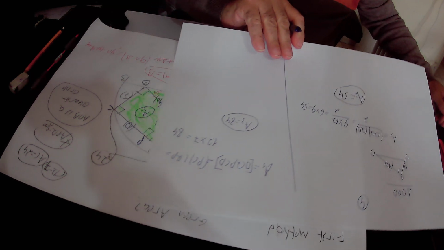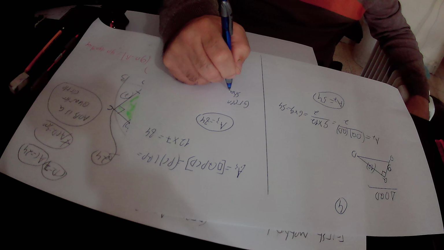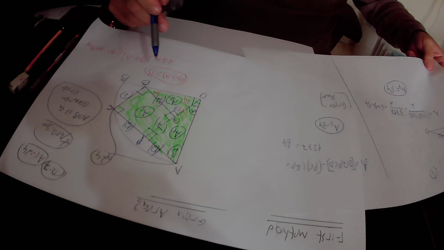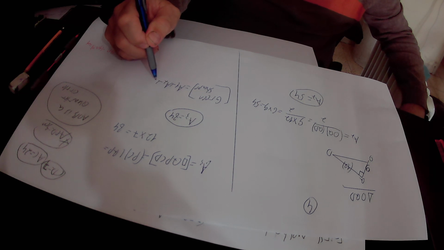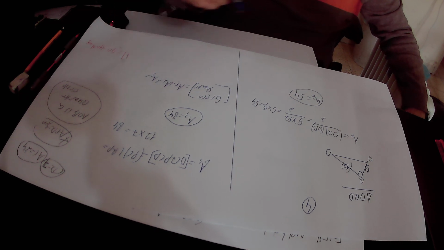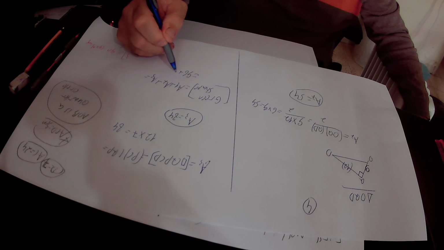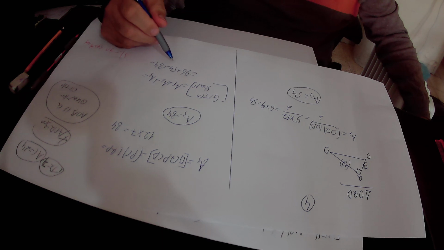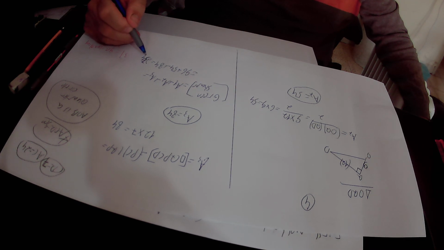And as I already mentioned before, the area of this green shape in total equals A1 plus A2 plus A3. That is to say, A1 equals 96 plus A2 equals 54 plus A3, that is 84. 96 plus 54 is 150, and 150 plus 84 is 234.